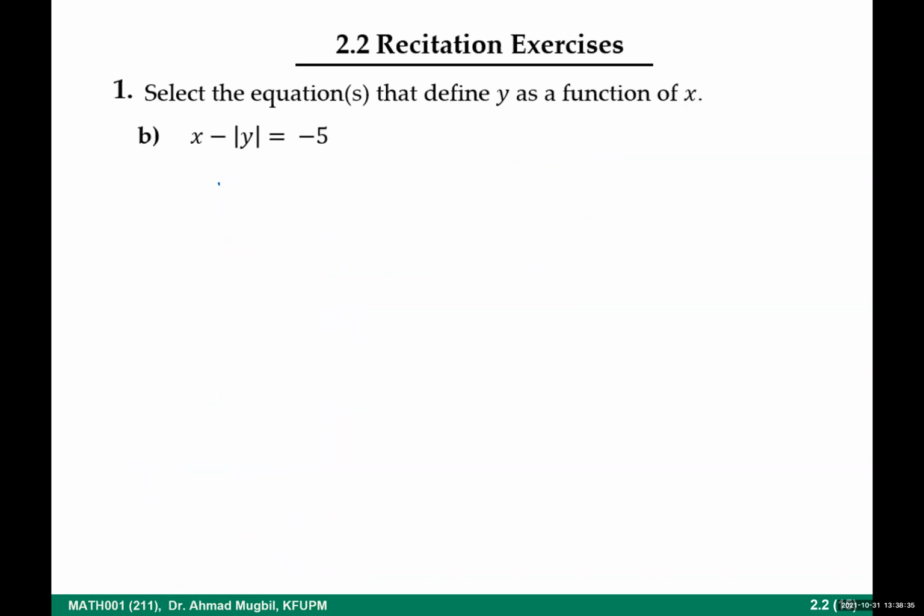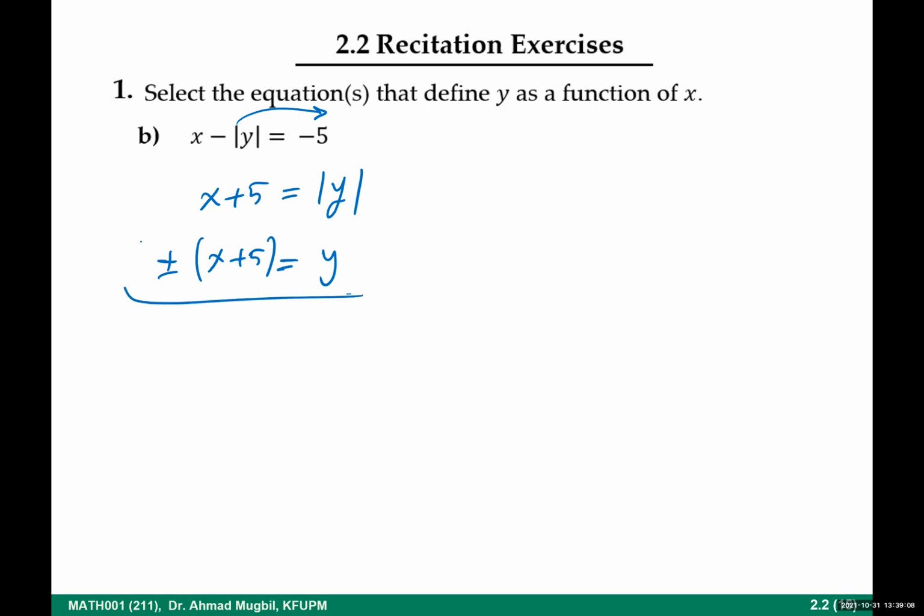What about this one? How did you know that it is not a function? Solve for y. Move y to this side. So it will be what? X plus 5 equals the absolute value of y. What can you do more? You can say that y is positive or negative x plus 5. Of course, if x plus 5 is positive. If x plus 5 is negative, this has no solution. It does not exist. It has no meaning.